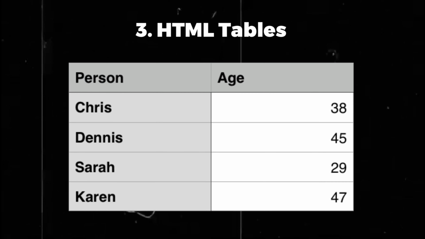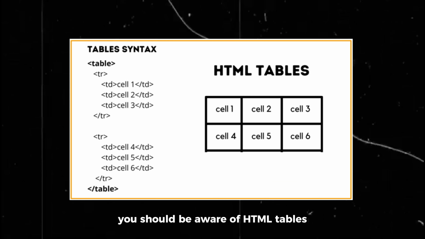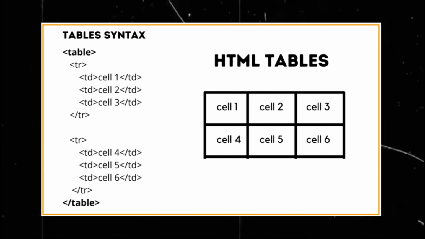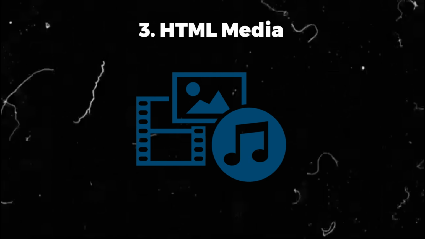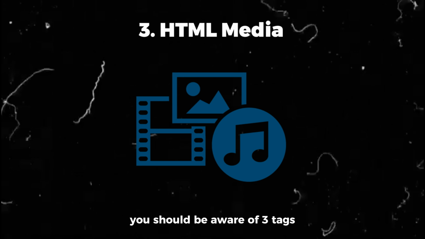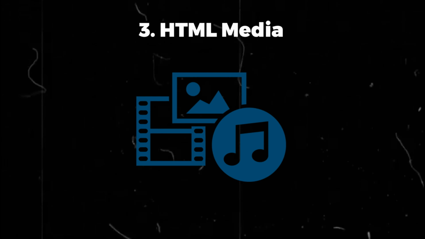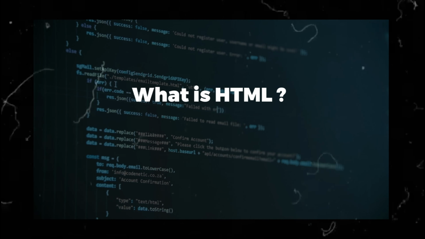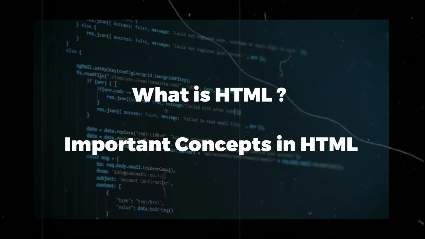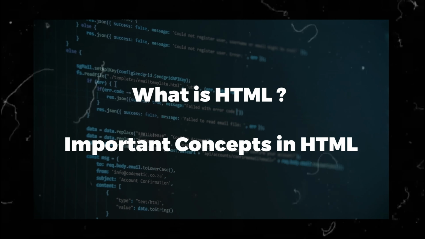Next up, HTML tables. You should be aware of HTML tables so that you can create different tables of different sizes. The last but not the least, HTML media. In HTML media, you should be aware of 3 tags which are image, video and audio tag. So up till this point of time, we have talked about what is HTML and what are the different important topics that you should be focusing on while learning HTML.